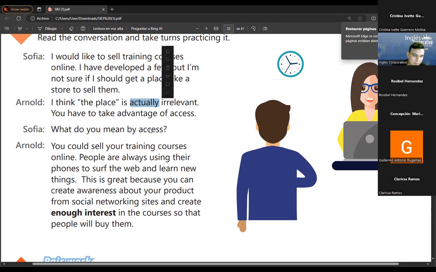En realidad. Actually. En realidad, muy bien. En realidad, no es actualmente, sino que es realmente. Okay, very good. Okay, here we have this word.